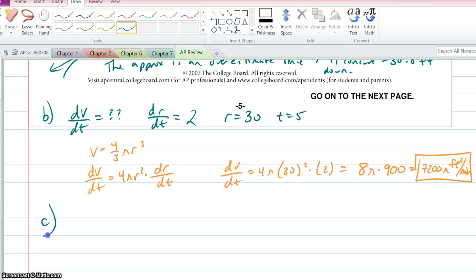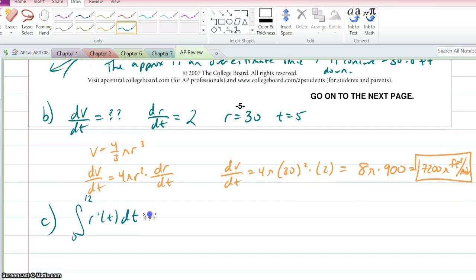Now in part C, it says use a right Riemann sum with 5 subintervals and the data in the table to approximate this integral. And then what seems to be a very common question: using correct units, explain what that means. Okay, so you always will have to explain these. Don't just find the answer, make sure you're explaining what you're finding.